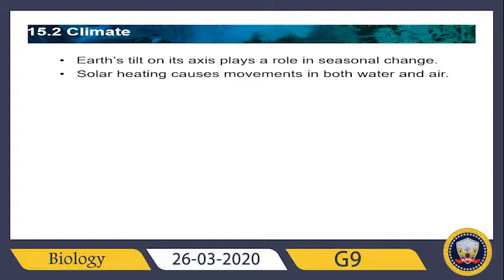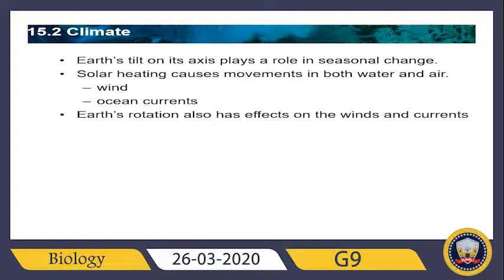The solar heating causes movement in both water and air: wind and ocean currents. Now, the Earth is tilted on its axis, if you remember, okay? We saw the video. This tilt causes a seasonal change. The seasonal changes: autumn, winter, spring, summer.